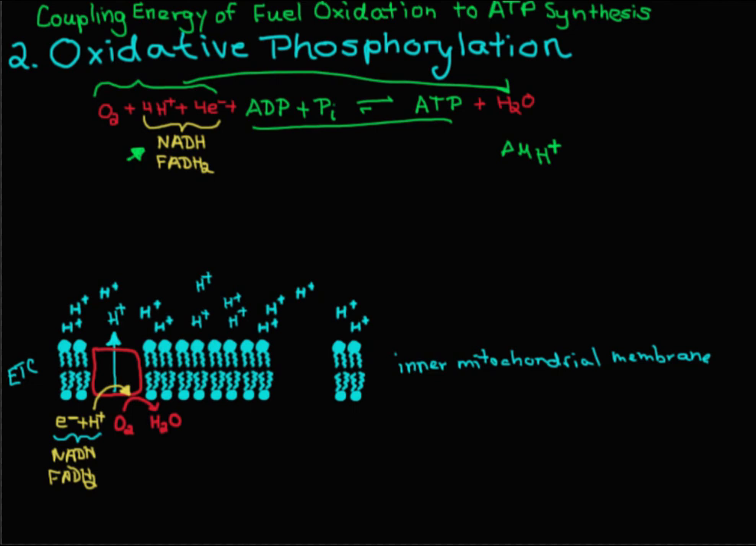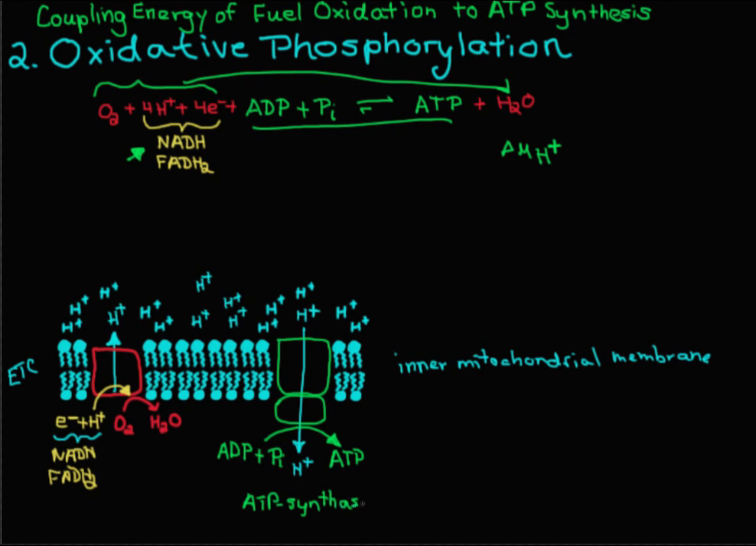And the enzyme that uses these protons is the ATP synthase. So this ATP synthase uses the gradient of protons created by the electron transfer chain to synthesize ATP. And so those are the two ways that you can couple the free energy of fuel oxidation to ATP synthesis.